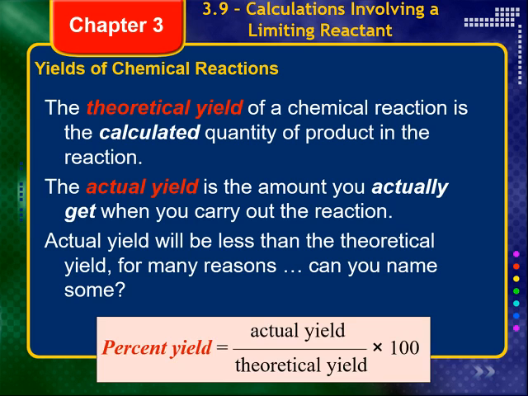Once you have your actual yield and your theoretical yield, it's actually very easy to state your percent yield. It's simply the percent of what you did get versus what you thought you'd get. You take your actual yield, divide it by the theoretical yield, and turn it into a percentage by multiplying by 100.